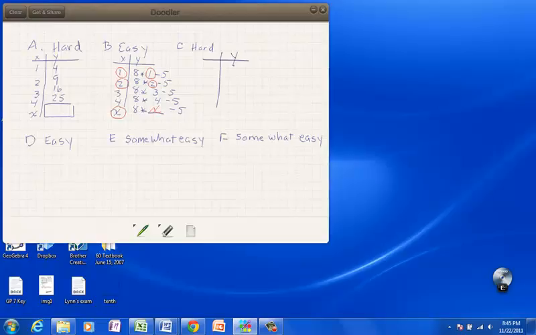All right, C again is one of those hard ones. And the Y values are 2, 9, 28, 65, and then something. But there are no expressions to try and see what that pattern is. And so we'll come back to that one. Let's take a look at another easy one.